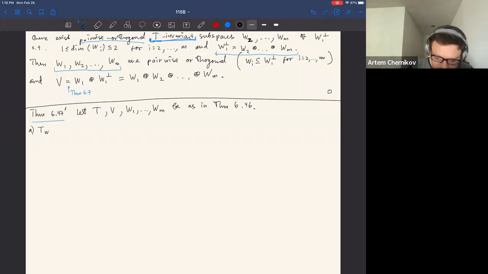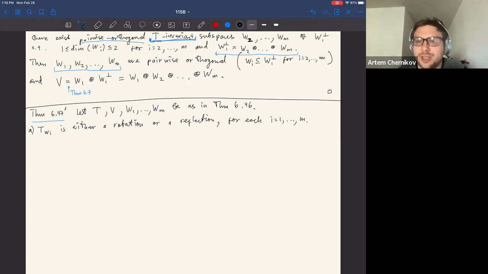So first of all, T restricted to Wi is either a rotation or a reflection for each i between 1 and m. Okay, so you see we now start connecting to the aim. We're trying to show that every orthogonal operator T on a real linear product space can be written as a composition of rotations and reflections. All right, so what we did, we decomposed the whole space as a direct sum of subspaces. And now we look at what our operator does when restricted to each of the subspaces in this direct sum. Okay, and part A tells us that the restriction to each of these subspaces is going to be either a rotation or a reflection. Okay, so it's already promising.